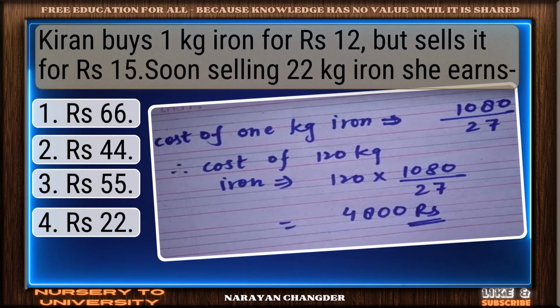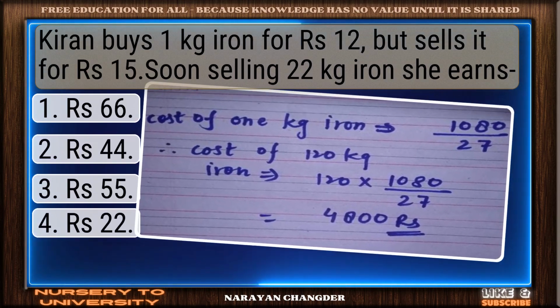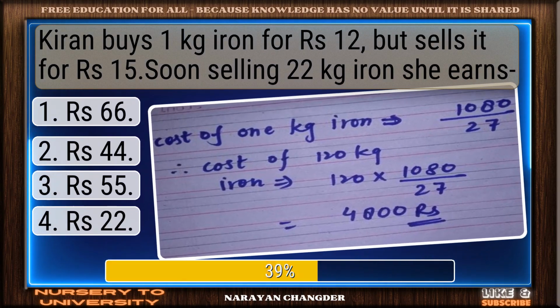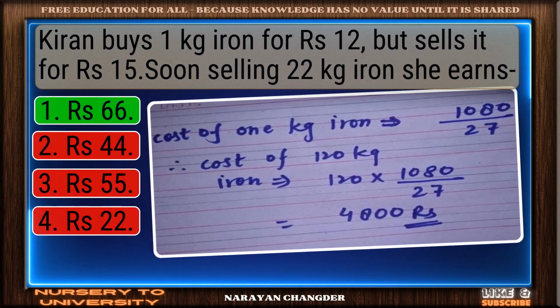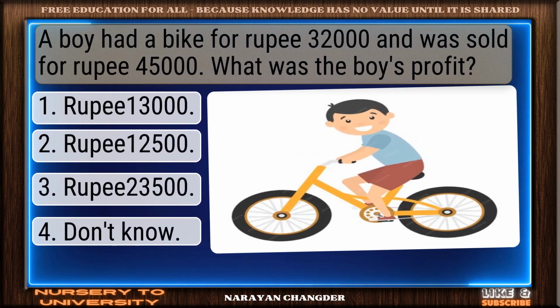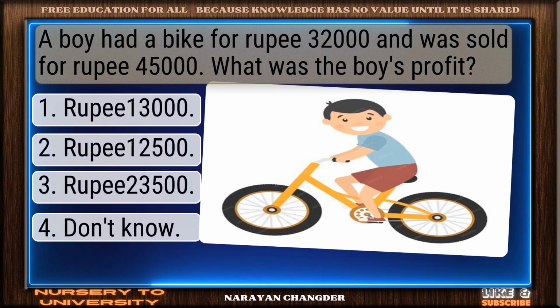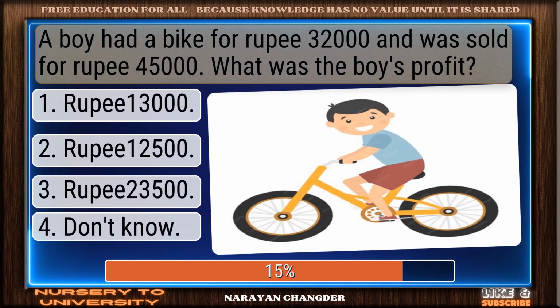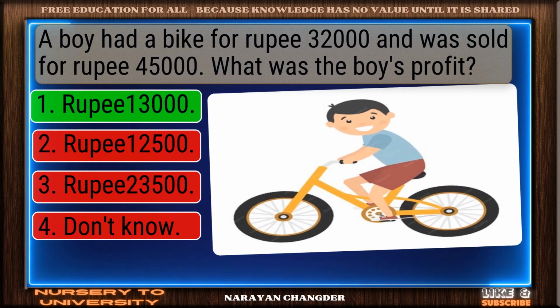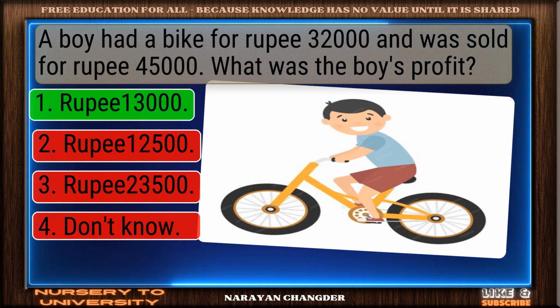Kiran buys 1 kg iron for Rs 12 but sells it for Rs 15. On selling 22 kg iron she earns. Rs 66 is the answer. A boy bought a bike for rupees 32,000 and sold it for rupees 45,000. What was the boy's profit? Right again. Rupees 13,000 is a valid answer.